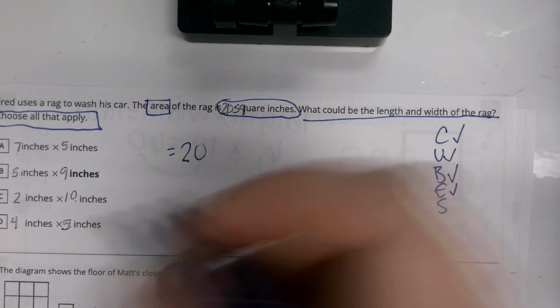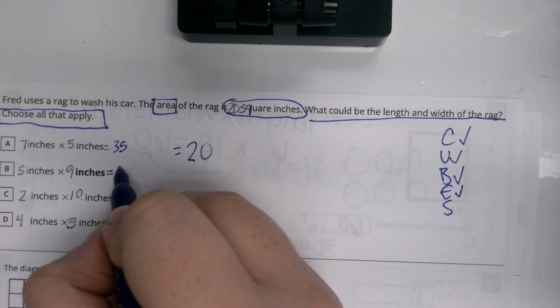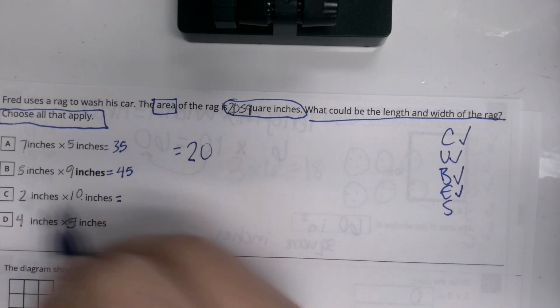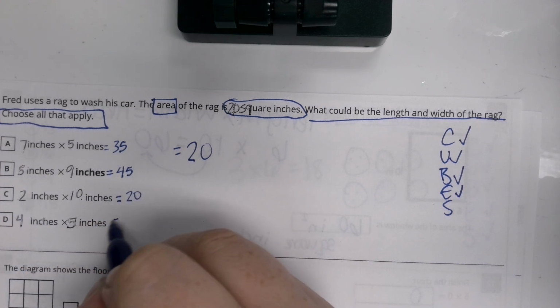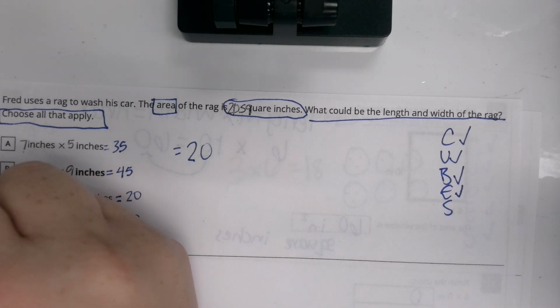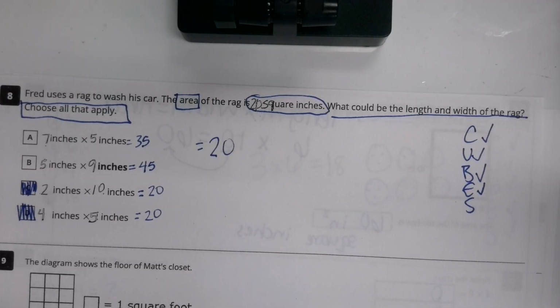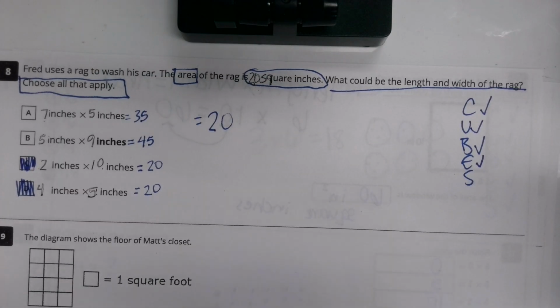Okay, so let's see, 7 times 5 equals 35. 5 times 9 equals 45. 2 times 10 equals 20. And 4 times 5 equals 20. So C and D would be our correct answers. Choose all that apply means that there's going to be more than one correct answer most of the time.